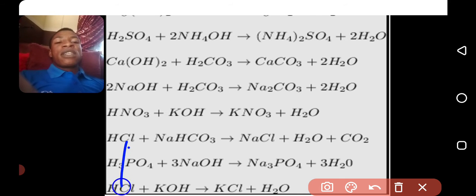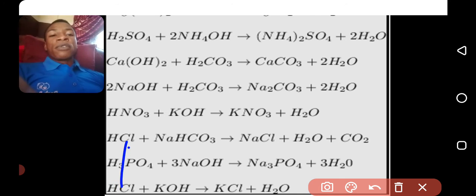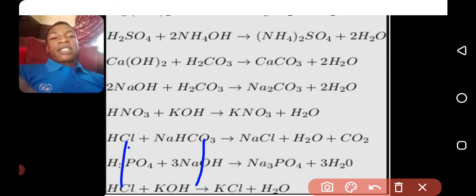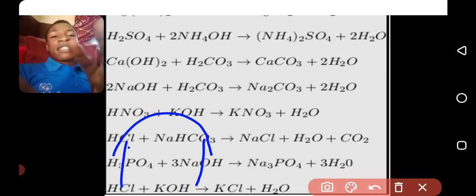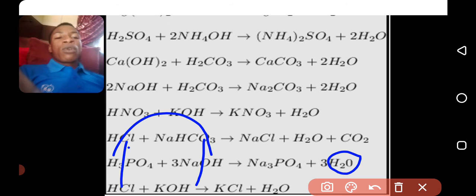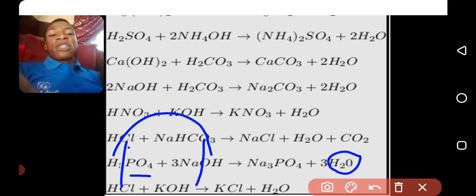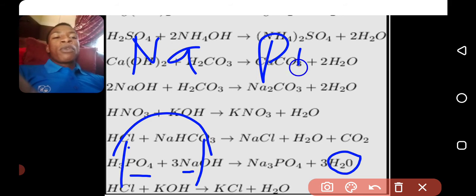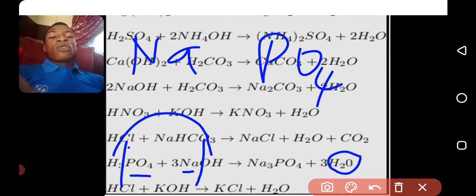H3PO4, that means you break this into H and PO4. NaOH, that means you break Na and OH separately. So H will pick up OH. Don't worry about the 3 that is there. First of all, combine the units first. That gives us H2O. Then PO4 is a unit, a radical. Na is an element. So Na will come first, PO4 will come next.